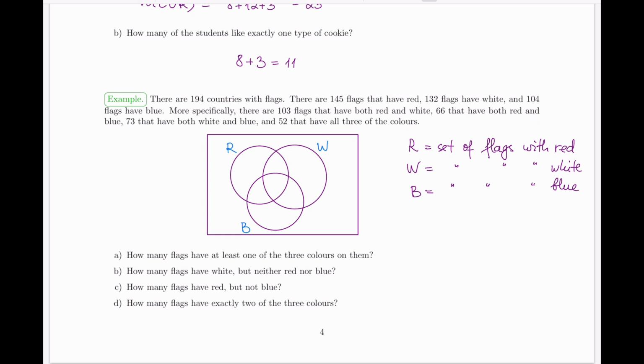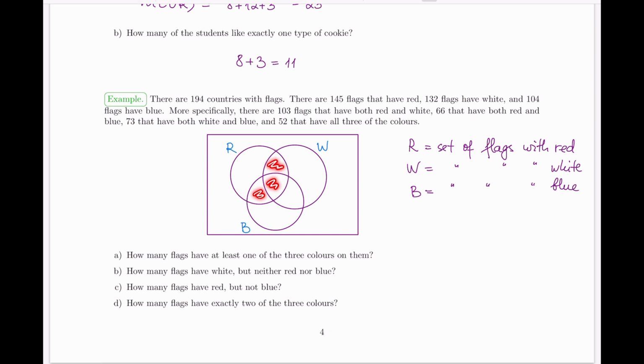But that's not something that I can place in my Venn diagram yet because I have no idea where 194 goes. I know that it's the total number of all the numbers that I'm going to have to plug in, but I can't put anything from this information yet down. Next up, 145 flags that have red. So once again, that means that this region has 145. But this isn't one singular region. There is subparts within it. So I can't just write down 145 here because that's not what this region has. 145 is distributed amongst all of these regions within R.